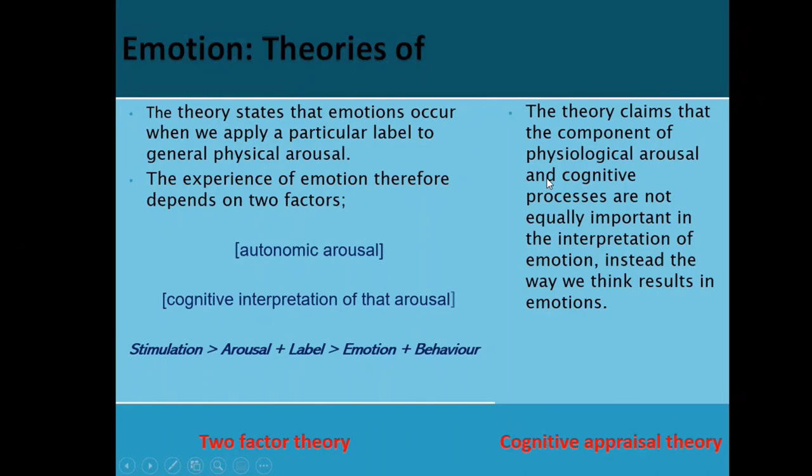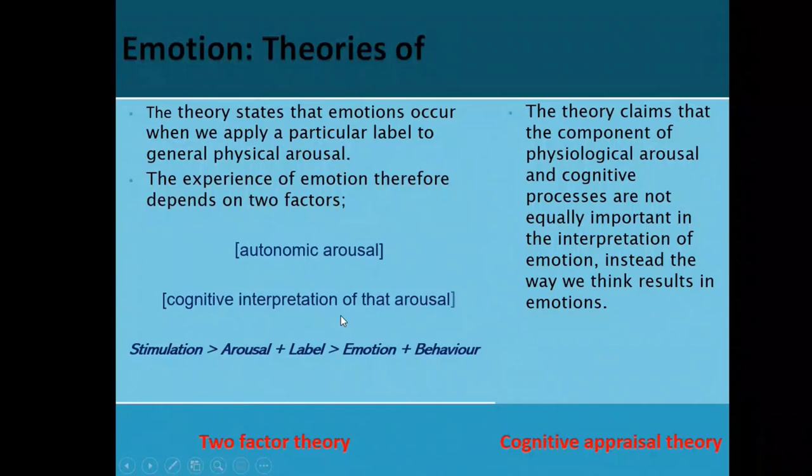Do you see this? This is cognitive theory. Cognitive theory, they are saying, no, we do agree with two-factor theory. However, the theory is not precise. It left out certain important information according to cognitive appraisal. So that's a two-factor theory because of the two. The theory says that emotions occur when you apply a particular label, that is, you label something, to a general physical arousal. The experience of emotions, therefore, depends on two factors. What are those factors? Autonomic arousal as well as cognitive interpretation of arousal.